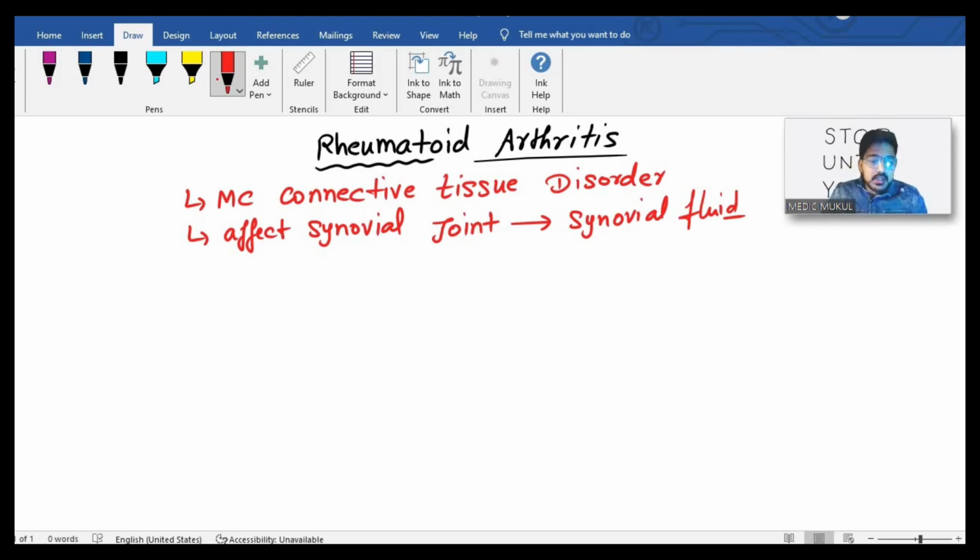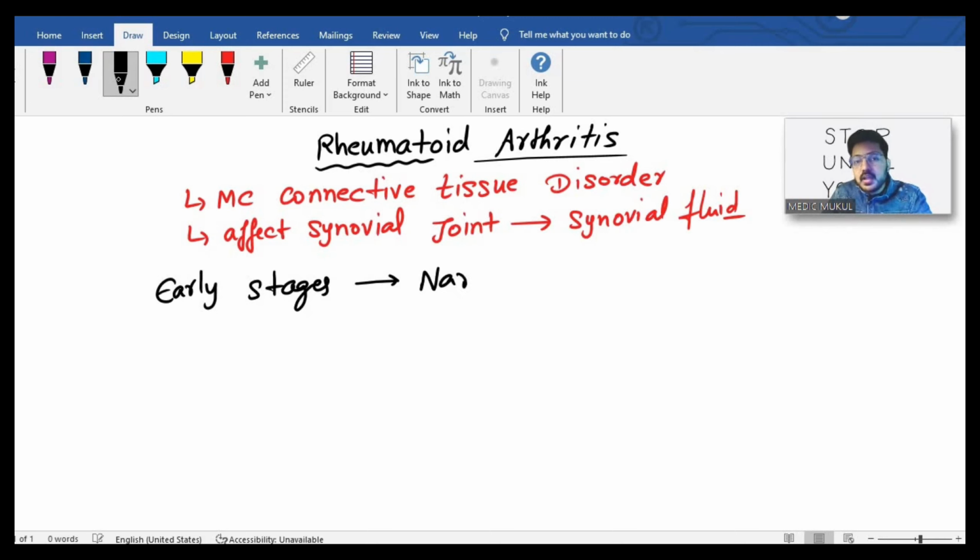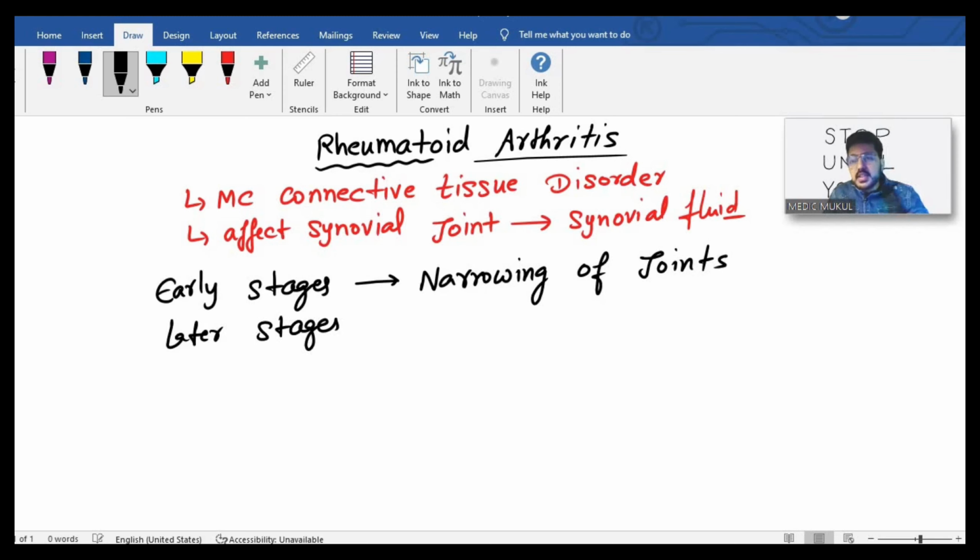rheumatoid arthritis. Along with that, there are two stages: the early stage and the late stage. In the early stages, we see narrowing of the joints, but in the later stages we see deformities.